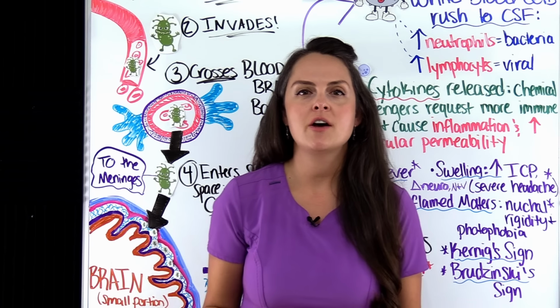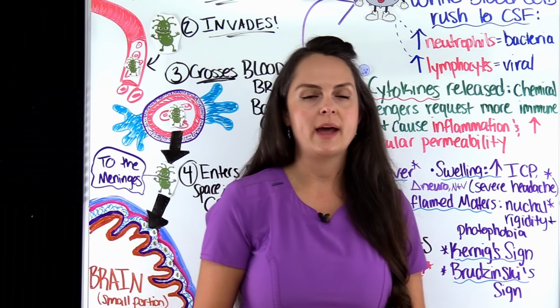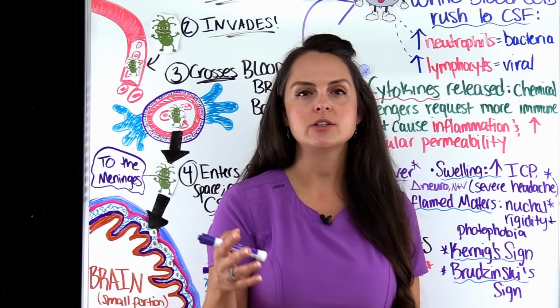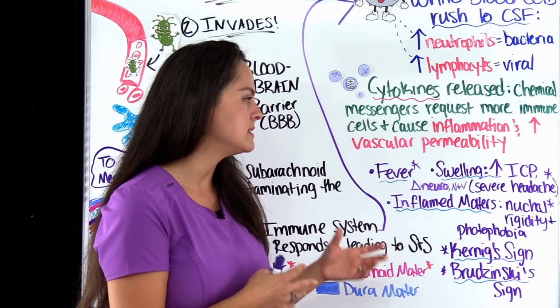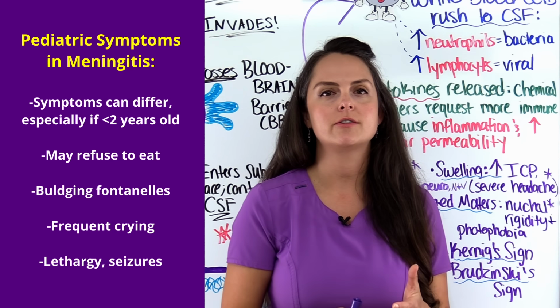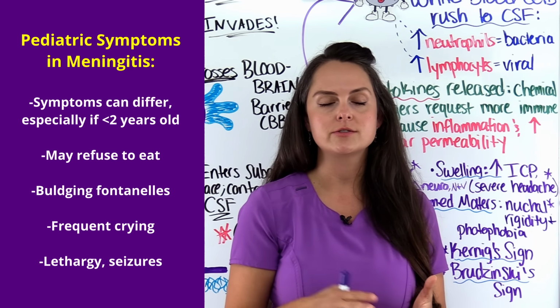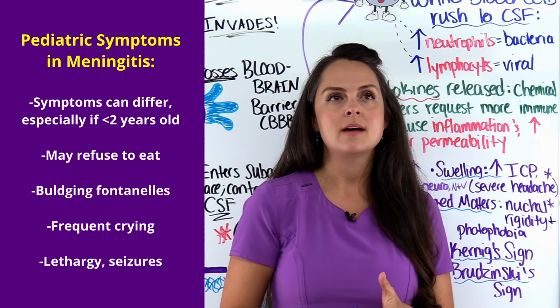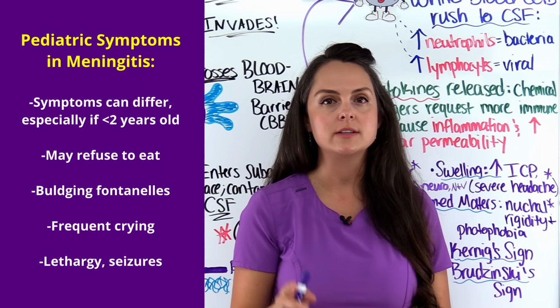Now, it's important to know that these signs and symptoms I just went over, they are going to be in your adult patient. In the pediatric patient, especially if they're less than 2 years of age, they're not going to have these traditional signs and symptoms. They're more going to have non-specific ones where they're going to be refusing to eat. They could have bulging fontanelles if those fontanelles are still open. They can be crying a lot. They can't be consoled. They can be lethargic or even have seizures.